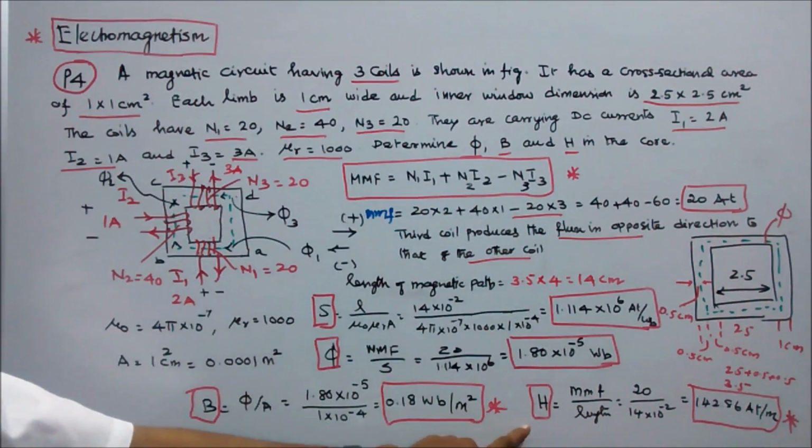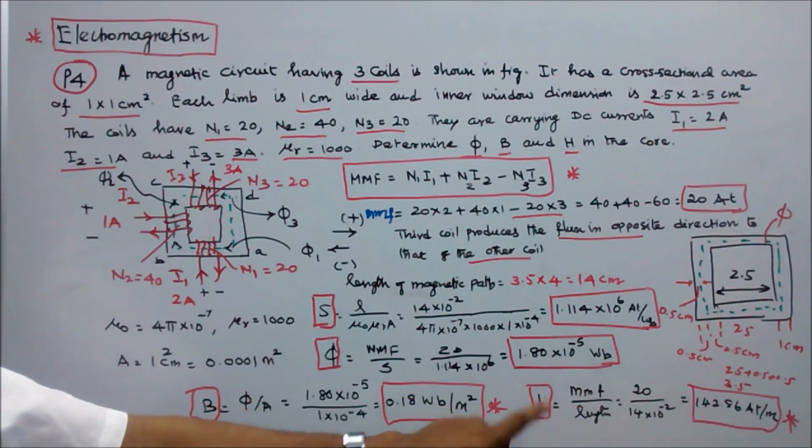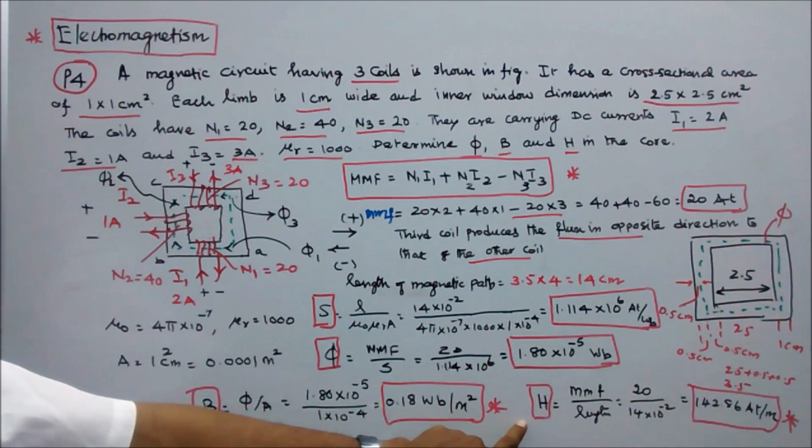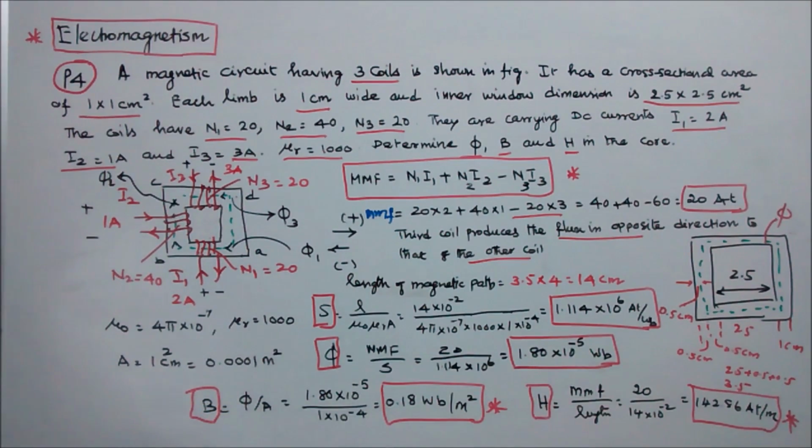Magnetic field intensity H is equal to MMF by length. MMF is 20. Length is 14 into 10 power minus 2. Magnetic field intensity H is equal to 142.86 ampere turns per meter.